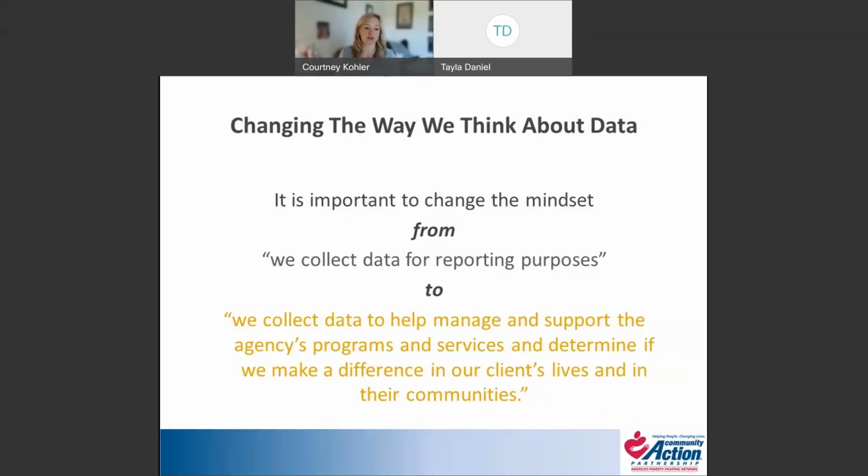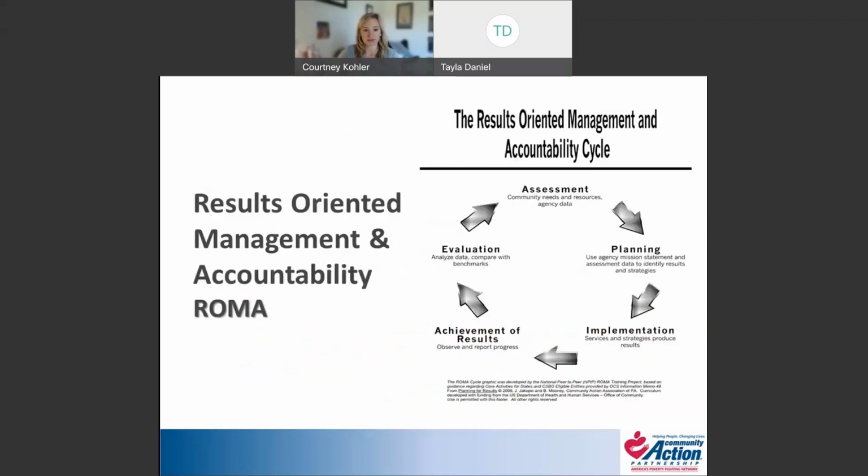But we also want to make sure that beyond meeting those requirements and doing the report, or multiple reports for multiple programs probably, we collect data to help manage and support the agency's programs and services. And that's what helps us determine if we're making a difference in our customers' lives and in their communities. So really it is much more about a bigger picture mindset rather than getting focused in on the report. And so one process and overall framework we use in community action for this is results-oriented management and accountability, or ROMA.